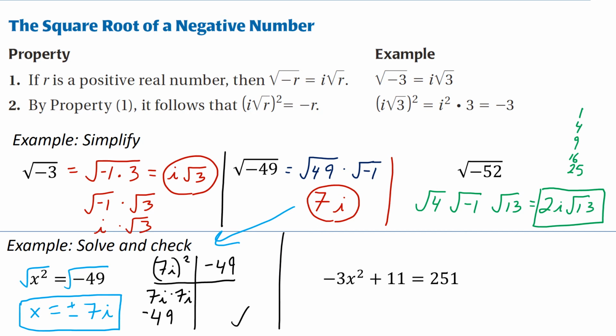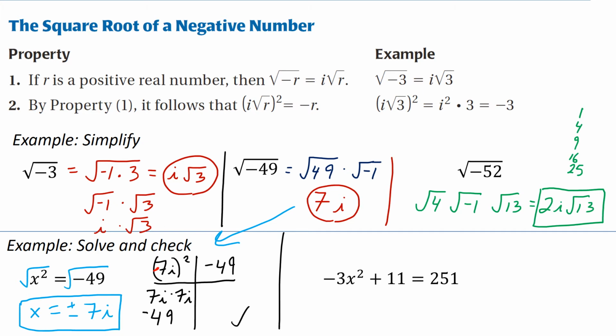correct. If I had a negative in front, well, negative times a negative is positive. So it would still give me positive 49, and then it would end up being negative 49. So they both work. All right, how about this one over here?